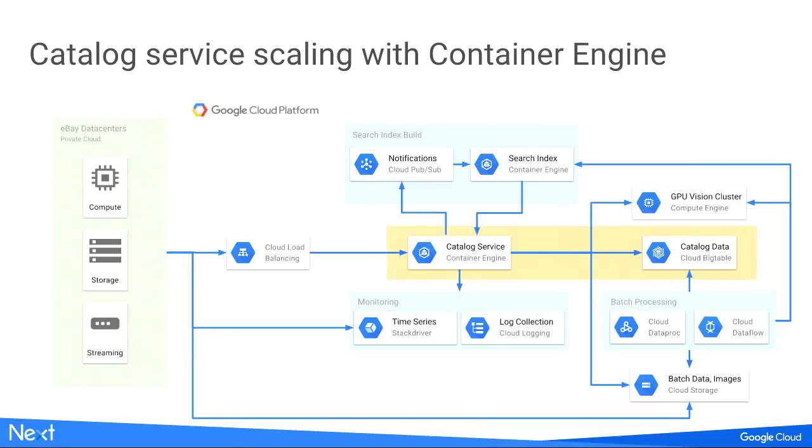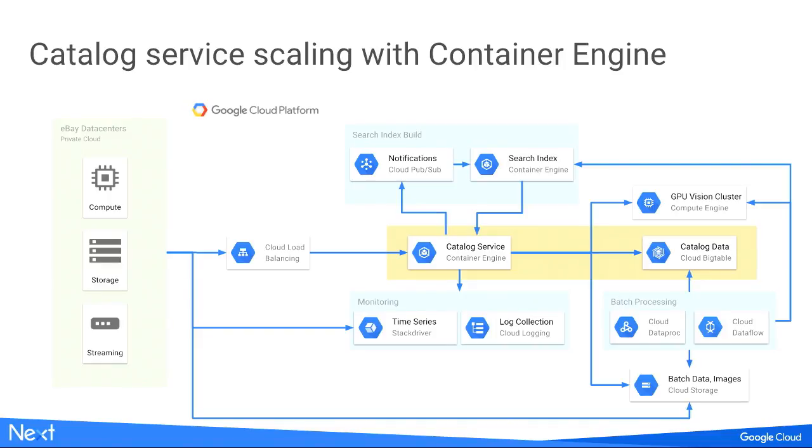So next, the catalog service. The catalog service is running, as I mentioned, on Kubernetes on Container Engine. We've chosen to front all access to Bigtable with this service, so that clients that need to deal with catalog data have to go through the catalog service. They don't have to deal with the intricacies of Bigtable storage.